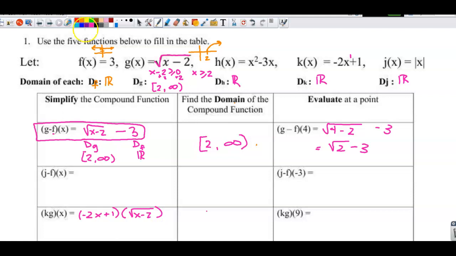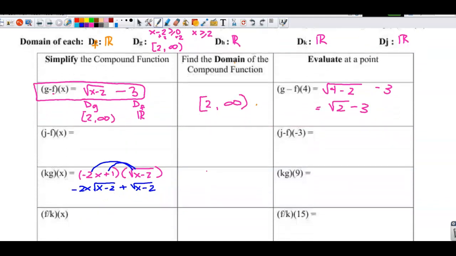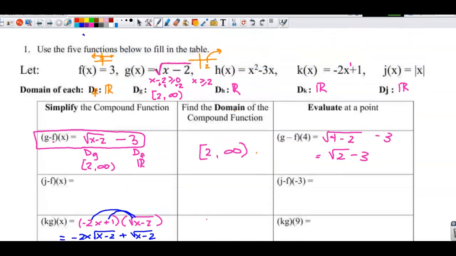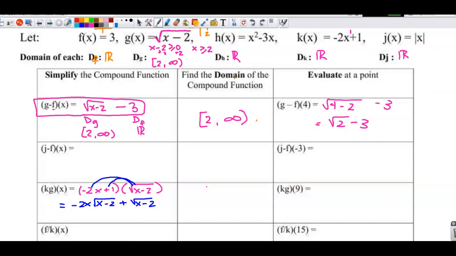And basically what this means is you're just going to do the distributive property of this times that. So it's going to be a negative 2x times the square root of x minus 2. And now I'm going to distribute the 1, plus 1 times the square root of x minus 2. And that's just what it is. That's my function. So that's my compound function. Now, once again, to get the domain of this, you take the most restrictive domain.